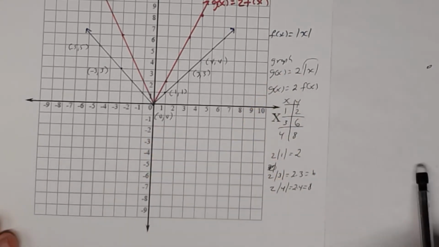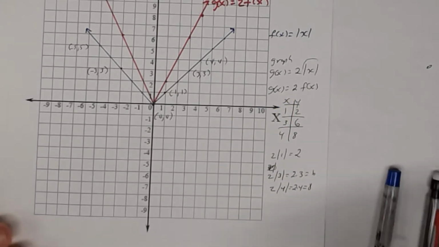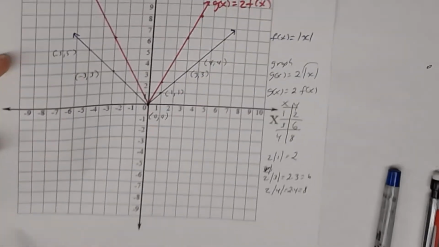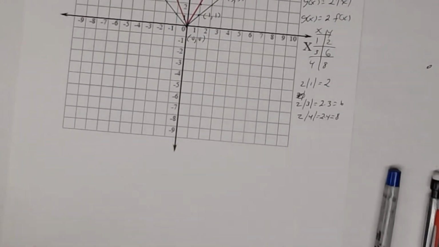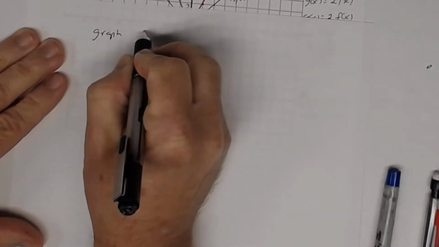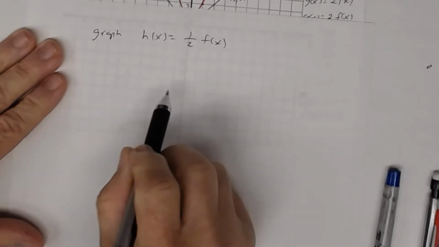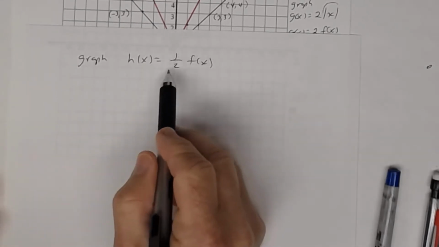All right, so let's look at this. So let's graph and put this maybe right here. Let me use another sheet of paper. So let's graph h of x equals 1/2 f of x. So 1/2 f of x. So let's look at 1/2.